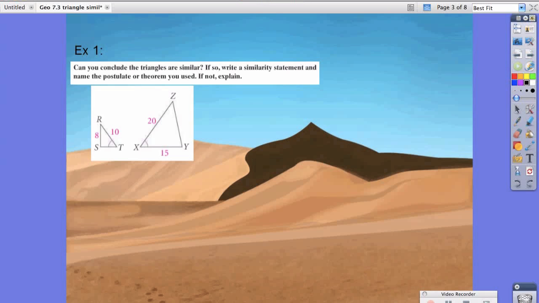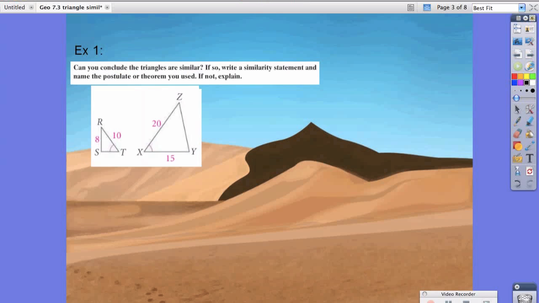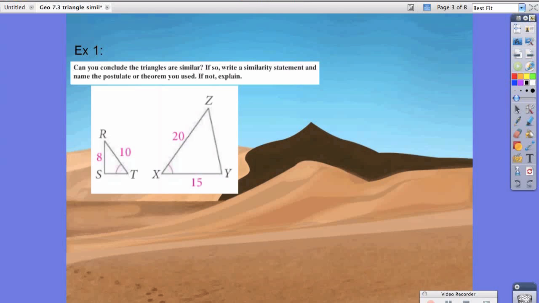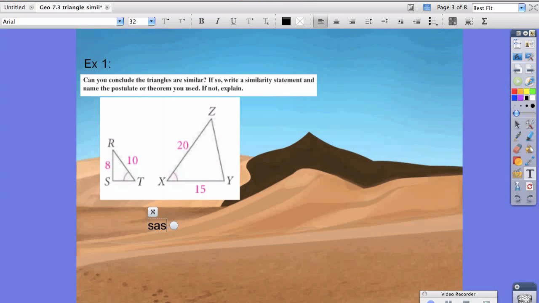So let's practice a couple. Example 1 says, can you conclude that the triangles are similar? If so, write a similarity statement and name the postulate or theorem you used. So before we even start, let's look at what's given. In here they give us an angle and they give us two sides. So theoretically, we want to test to see if this is side angle side similarity.